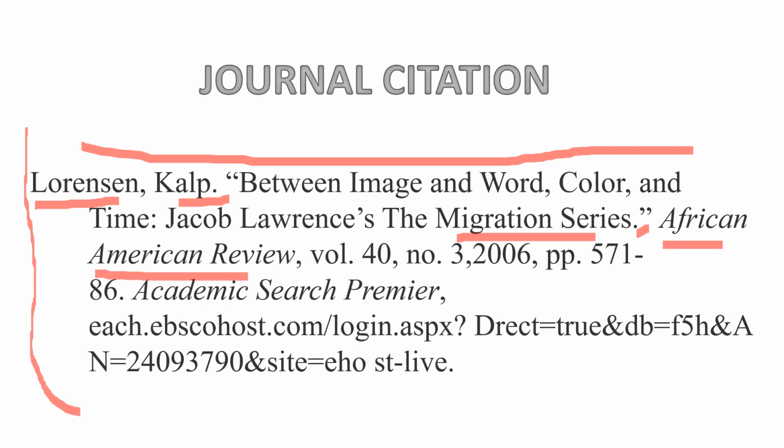This is the name of the journal, that's why it has been kept in italics, then a comma, volume 40. So the volume number of this journal is 40 and the issue number is 3, then a comma, then 2006 is the year of publication, then a comma, then the page numbers 571 to 86. That means 571 to 586, but it is given as 571 to 86 only.